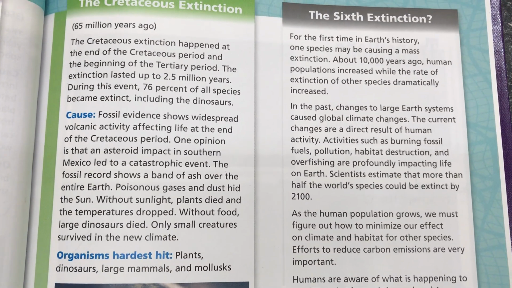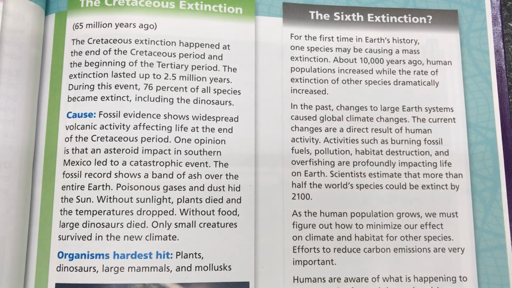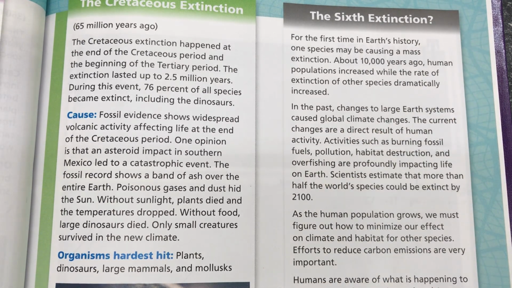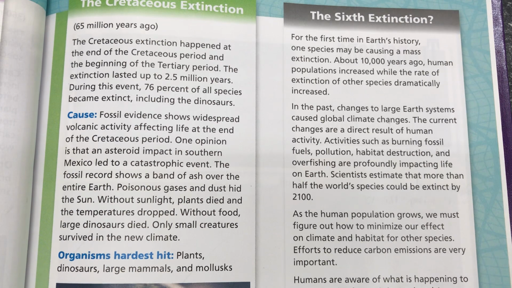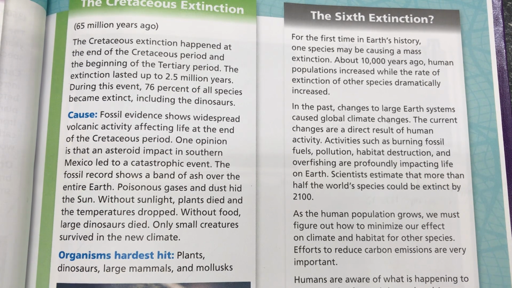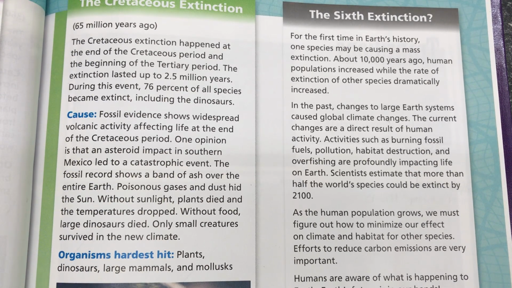The sixth extinction, and notice there's a question mark here because we're not entirely sure if we really are living in it, but for the first time in Earth's history, one species may be causing a mass extinction. About 10,000 years ago, human populations increased while the rate of extinction of other species dramatically increased. In the past, changes to large Earth systems caused global climate changes. The current changes are a direct result of human activity.